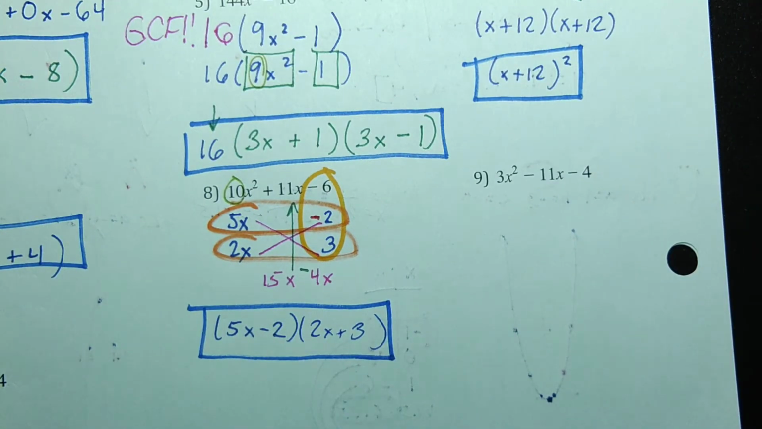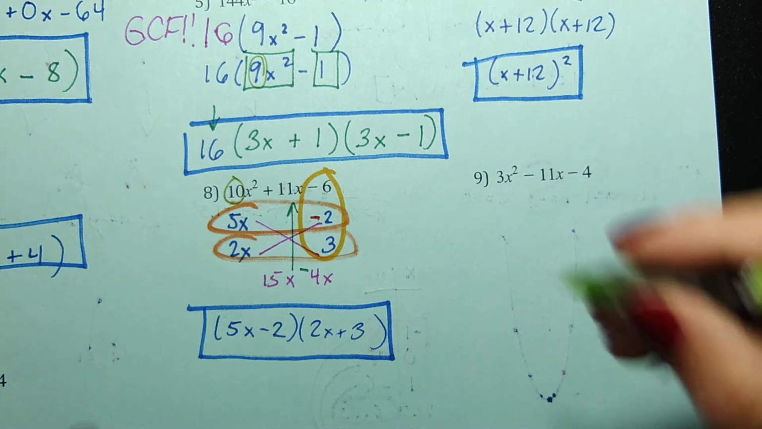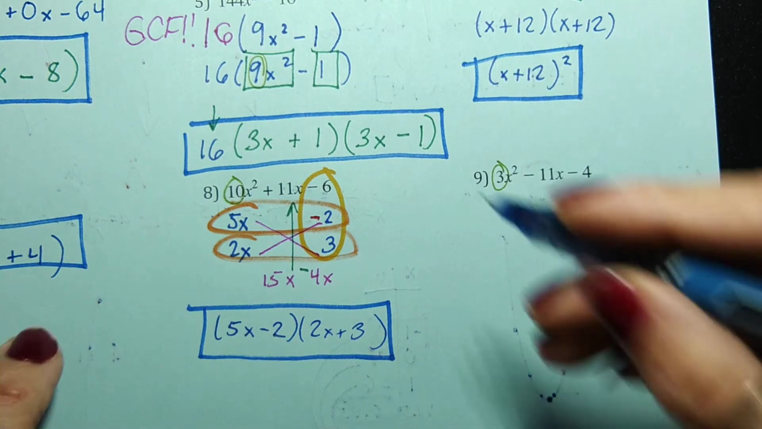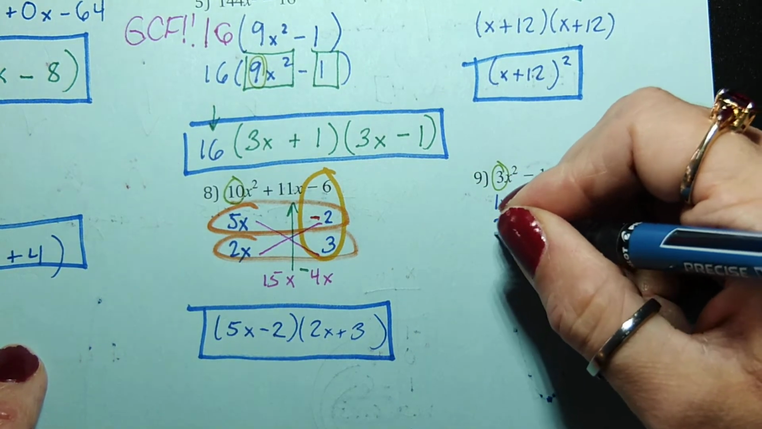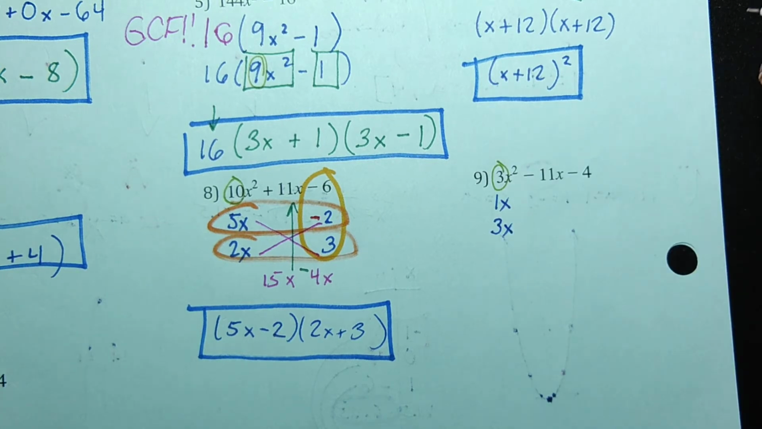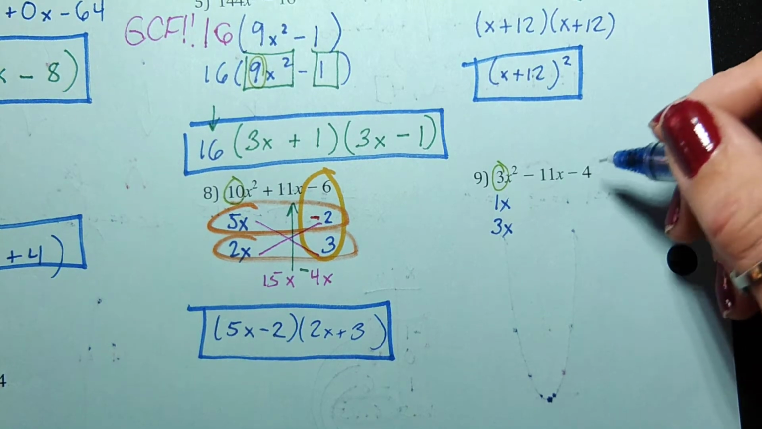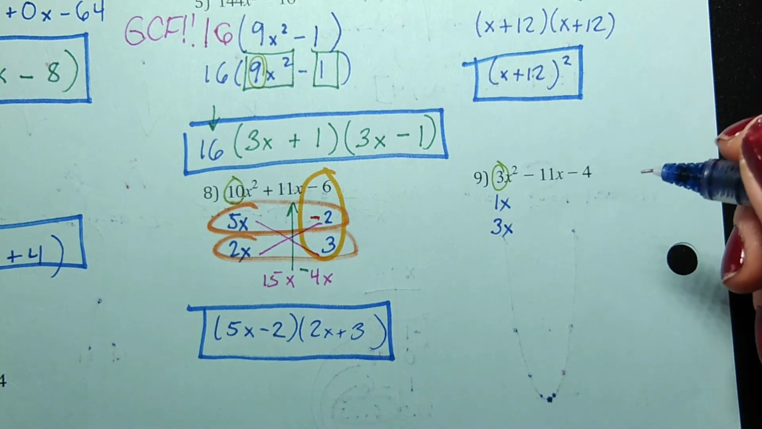Number 9. So there's no GCF. That's a bummer. And we have a coefficient in front of our x squared term. So that means you got to use the x method. So 1x and 3x. And why would starting with 4 and 1 maybe be better than starting with 2 and 2?